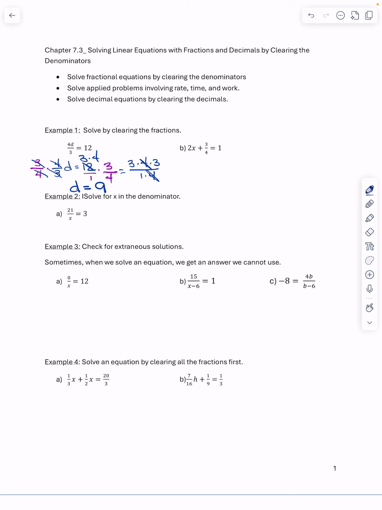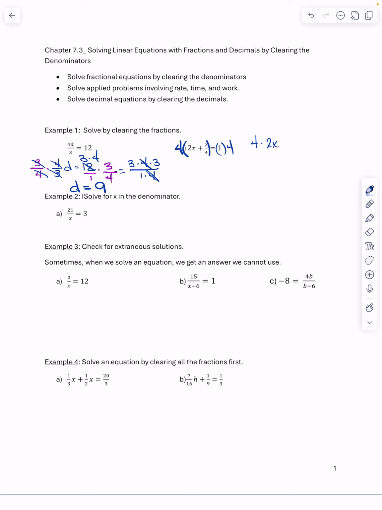Okay. On B, I could subtract 3/4 from both sides, and that's totally legitimate. I get 2x equals 1/4. Some people do not mind working with the fractions that way. I can also clear the fractions. Sometimes the fractions are a little uglier than this by multiplying everything by 4. And why 4? Because that is my denominator.